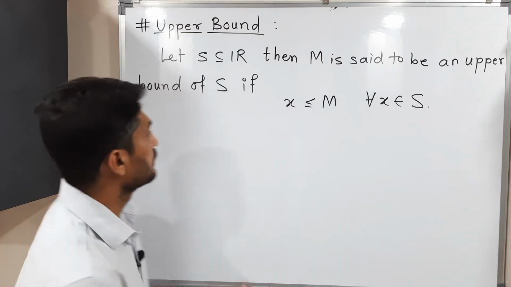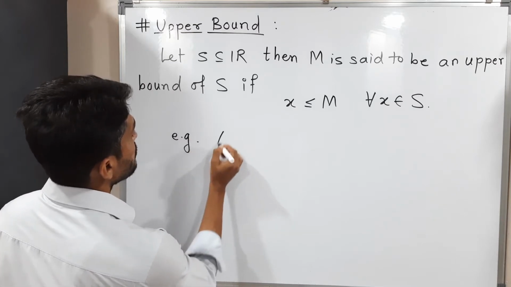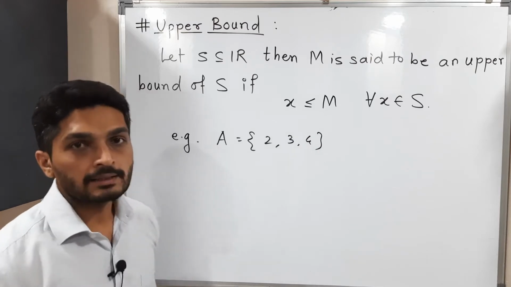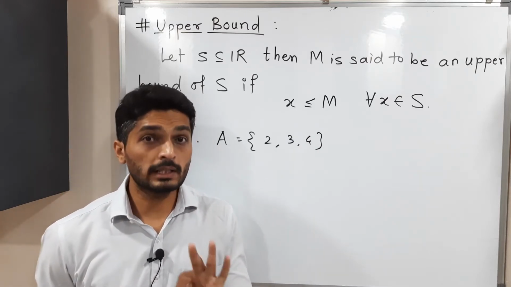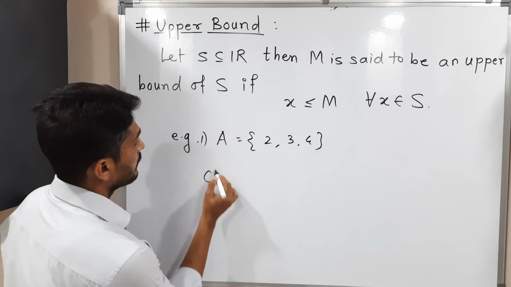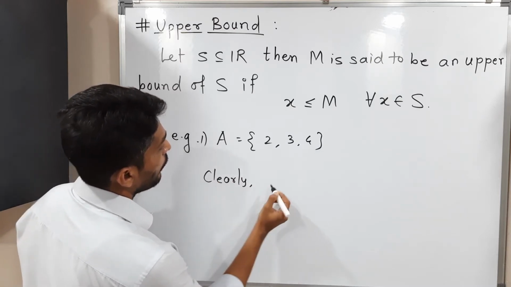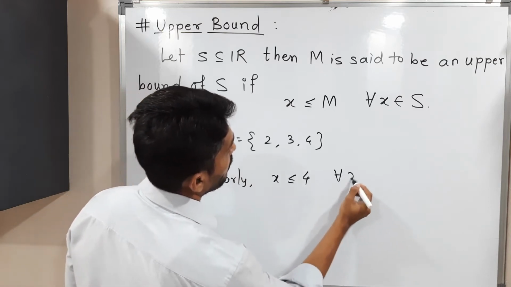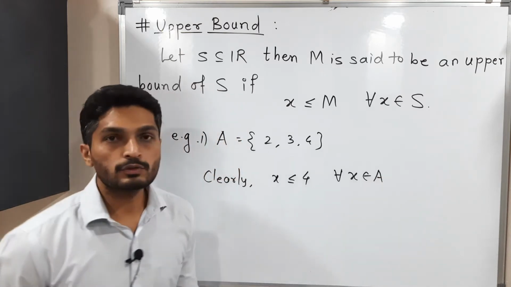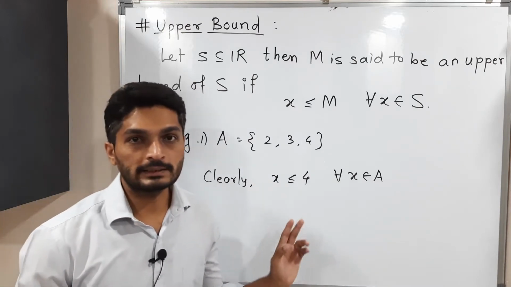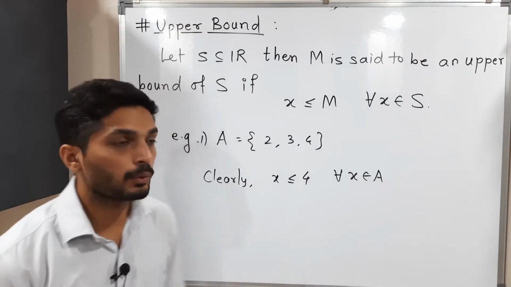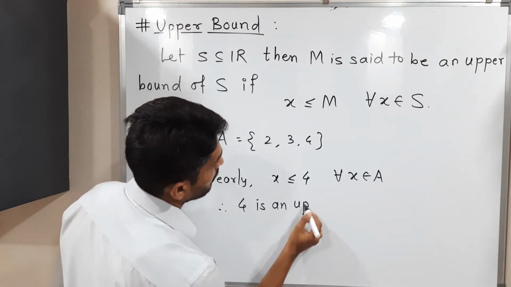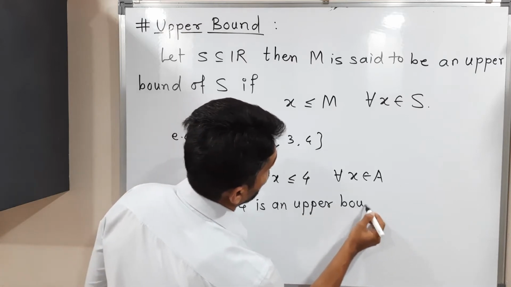For example, suppose set A is equal to {2, 3, 4}. Set A has how many elements? Only 3 elements. So clearly, all elements of A are less than or equal to 4, for all x belongs to A. All elements of A are either equal to or less than 4. So we can declare 4 is an upper bound of set A. Therefore, 4 is an upper bound of set A.